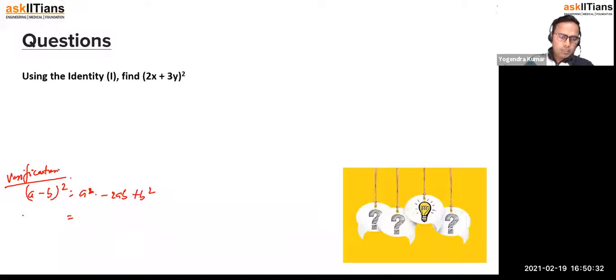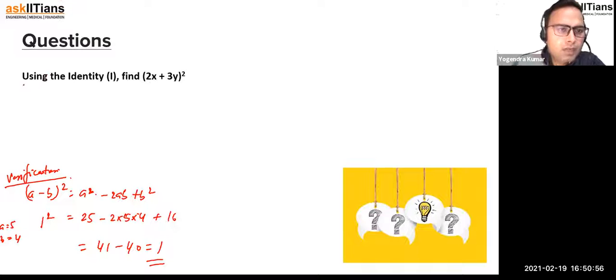So what are we getting now? I'm saying a is equal to 5 and b is equal to 4. So what are we getting here? 1 square, which is 1. And now here 25 minus 2 into 5 into 4 plus 16, right? 4 square is 16. So what are we getting here? 41 minus 40, which is 1. So LHS is equal to RHS. You can verify. Now using identities, we need to find out this. So we know which identity is going to apply here.